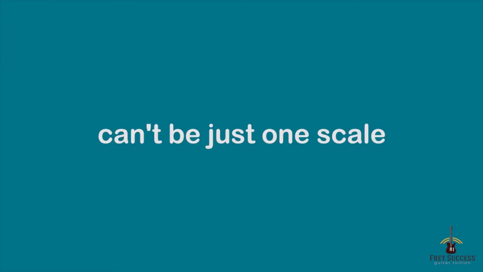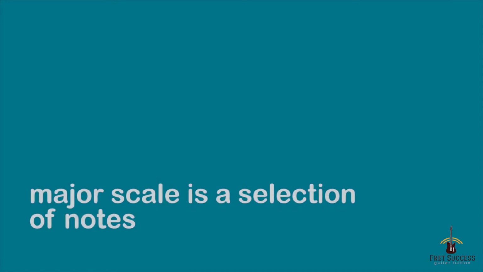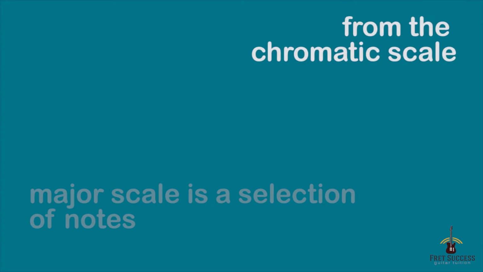But there obviously can't be only one scale, because you might have heard of a major scale or a minor scale, also major chords and minor chords, because I've told you that the A major chord comes from the A major scale. So how does this chromatic scale work with this? Basically, the major scale is a selection of notes from the chromatic scale, with some special spaces between them, and these spaces are called intervals.